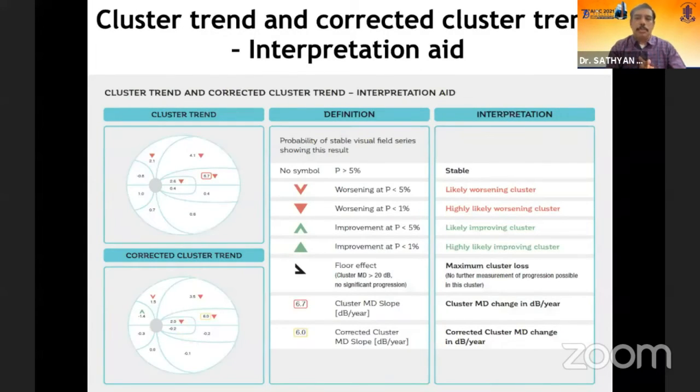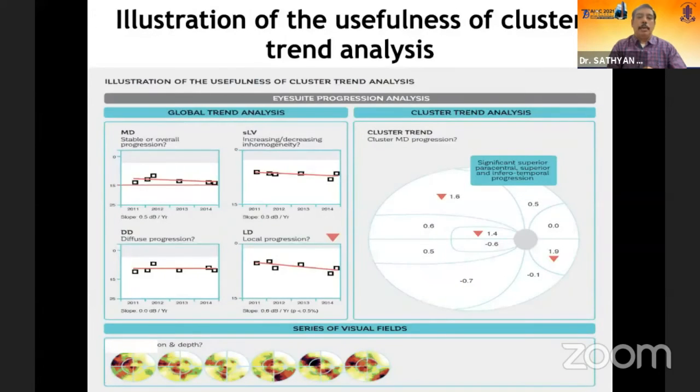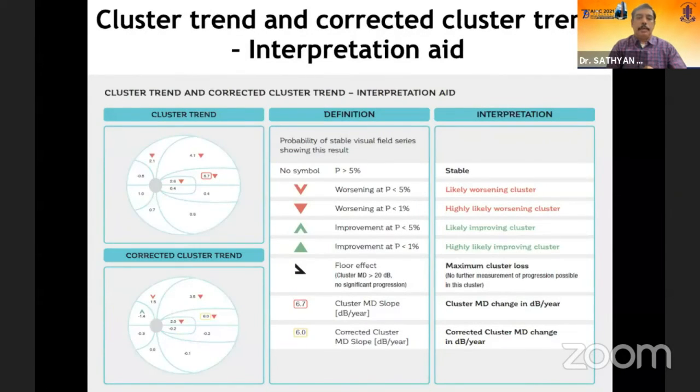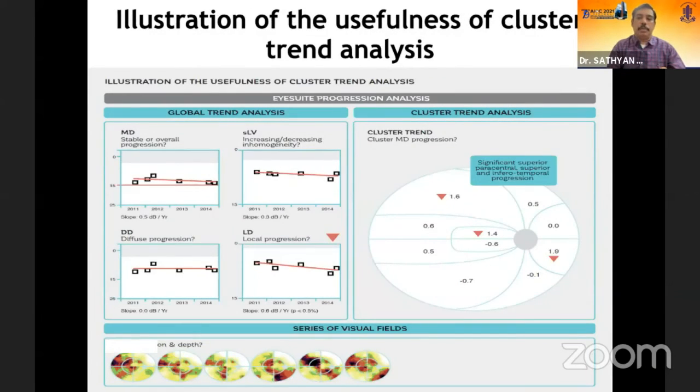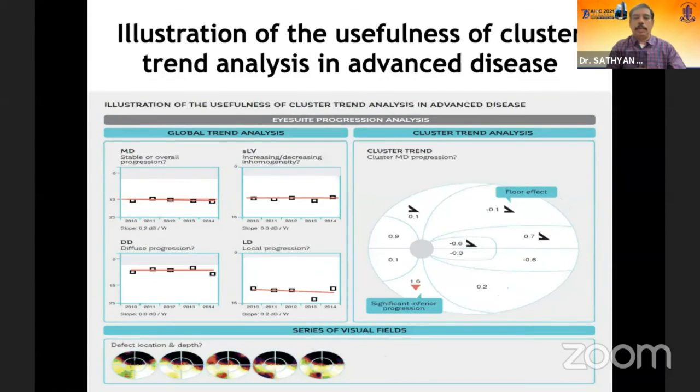So as Dr. Rangaraj was mentioning, the cluster trend analysis, and also the corrected cluster trend analysis, shows in a similar way that you have one area of the cluster, that is the RNFL, you can see here, and you can see where the defect is, if it is closer to the macula, or if it is the central 10 degrees, then you can make sure that you treat this patient much more aggressively than those without that area getting affected. So that gives us a lot of idea whether to treat aggressively or just go as it is. There is no change, fine, we can go as it is.